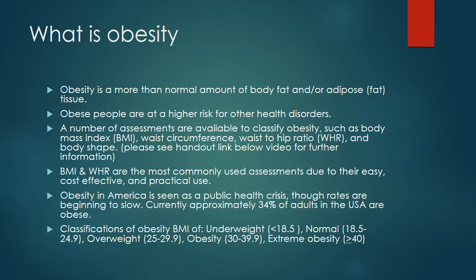Classifications of obesity by BMI: underweight is under 18.5, normal is 18.5 to 24.9, overweight is 25 to 29.9, obese is 30 to 39.9, and extreme obesity is above 40. Please see the handout for help with this BMI calculation.